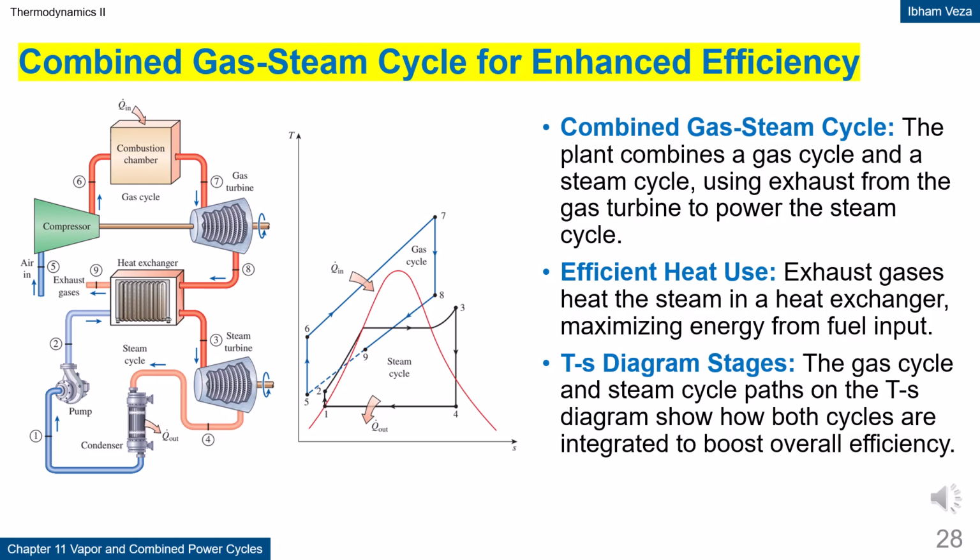Combined gas-steam cycle for enhanced efficiency. The combined cycle uses the still hot exhaust gases from a gas turbine to produce steam. In this way, fuel energy is utilized twice in two different cycles.